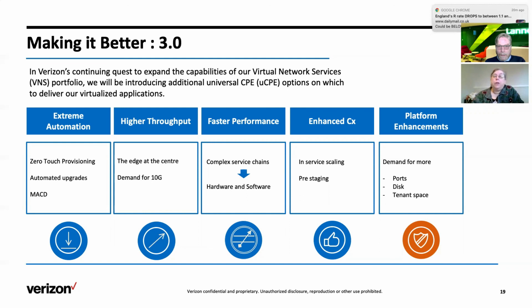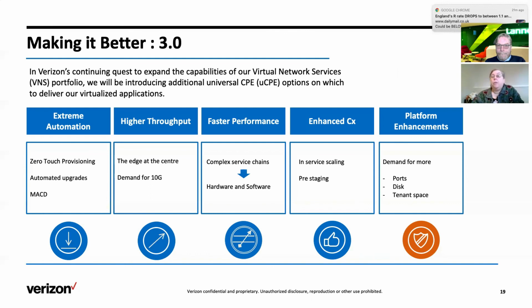The box typically goes up to 1 gig, but there are modules that support 10 gig. And we do have customers, particularly ones that want to put it in a data center or a headquarters area, who are looking for the higher throughput. Of course, faster performance of the service chains with the addition of SR-IOV. We'll be able to take the performance so that it matches the bare metal deployments. And of course, demand for more ports, more disk, more tenant space.